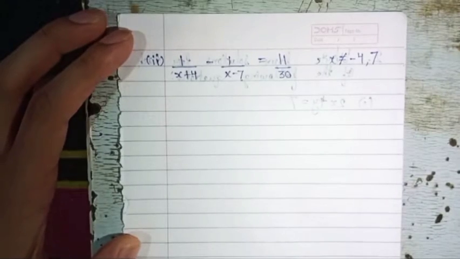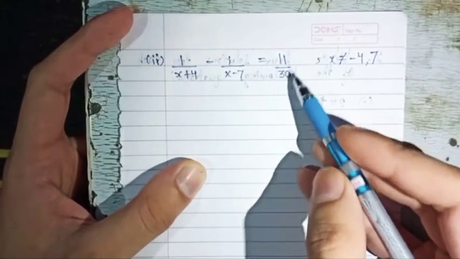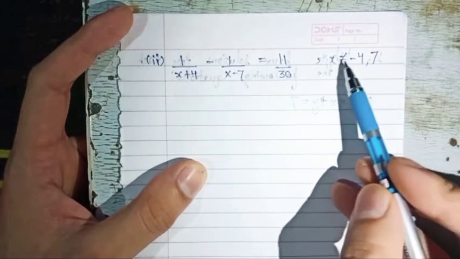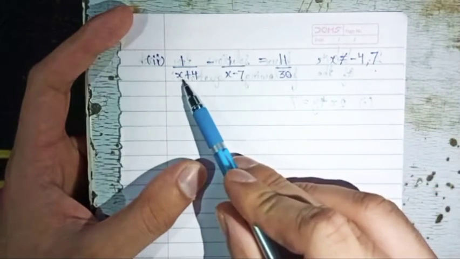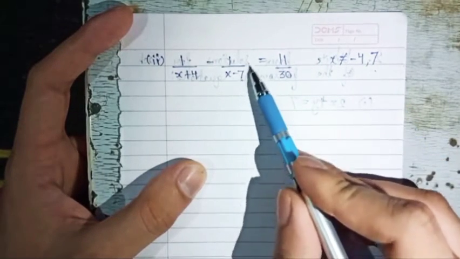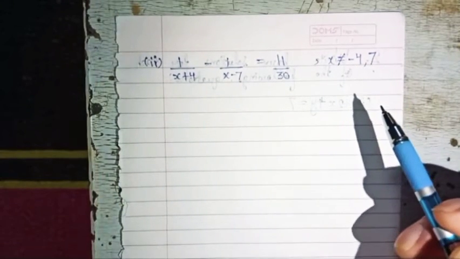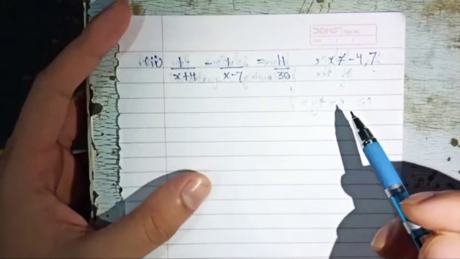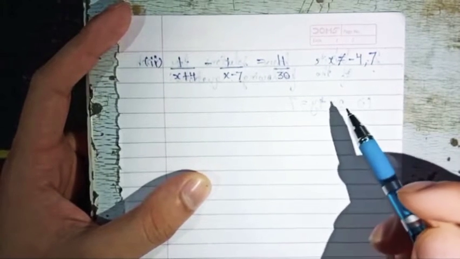Now the second question we have: 1 upon x plus 4 minus 1 upon x minus 7 is equal to 11 upon 30, where x is not equal to minus 4 and 7. See why it is given to us that x is not equal to minus 4 and 7, because when we put x equal to minus 4 here, this whole term will become 0, and if we put x equal to 7 here, the whole term will become 0. So these are the two exceptional cases, these values are not accepted in this equation.